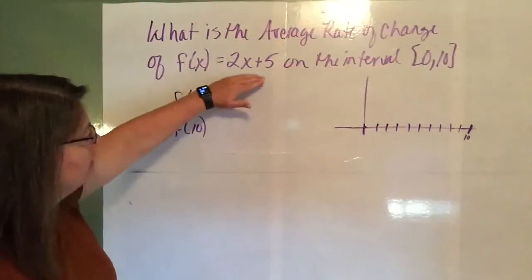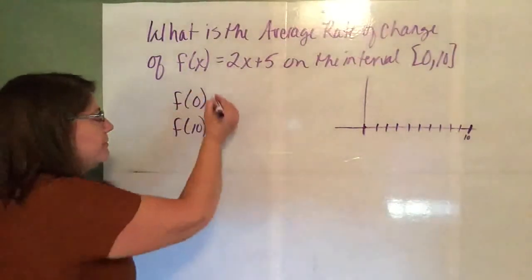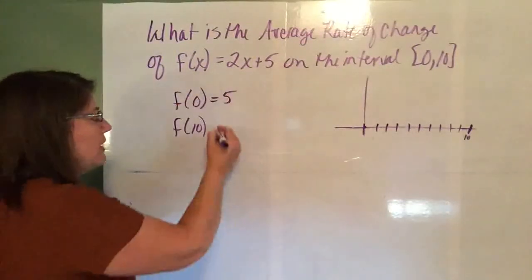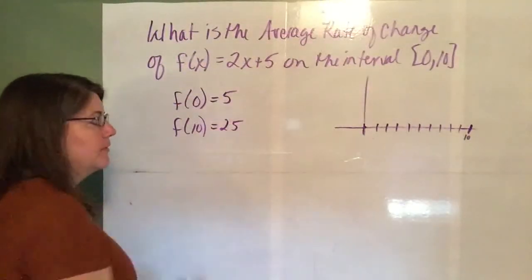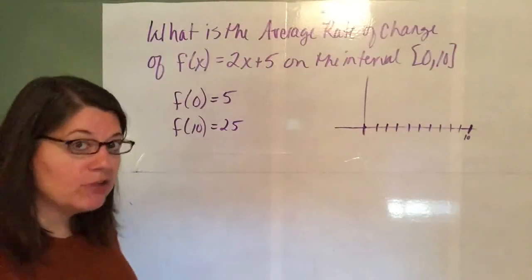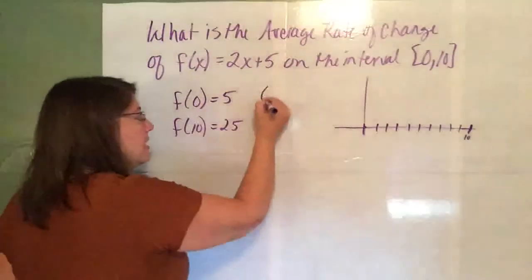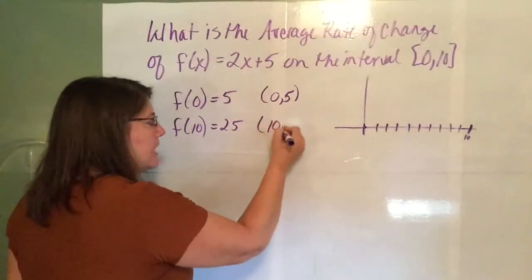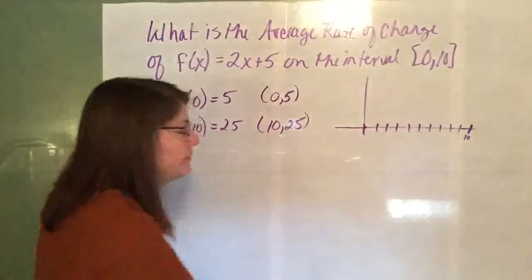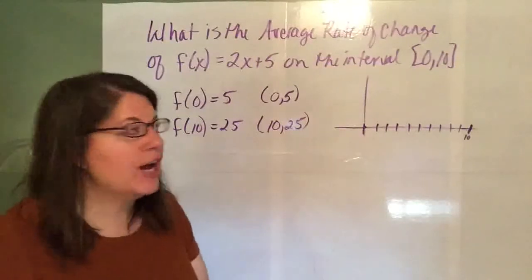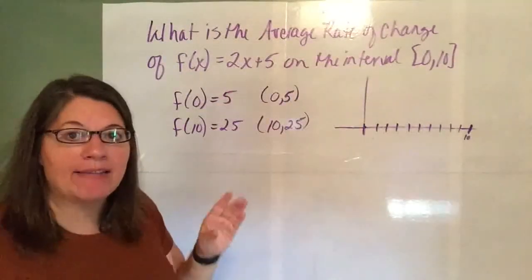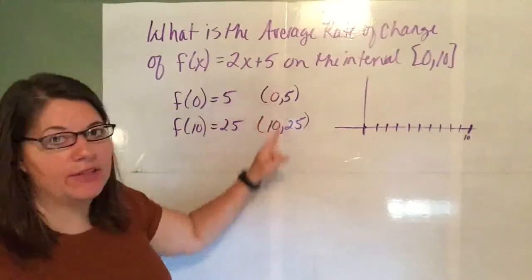If we plug 0 into this function, I get 5. If I plug 10 into this function, I get 25. So hopefully you realize from algebra that this point is the point 0, 5. This point is the point 10, 25. So now they've asked us to find the average rate of change within that interval.